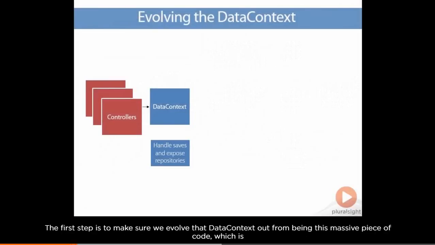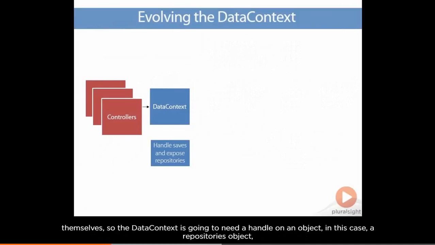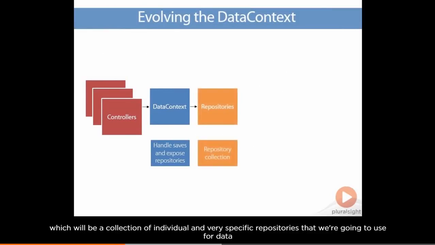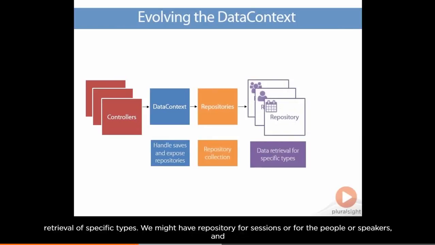The first step is to make sure we evolve that data context out from being this massive piece of code, which is just going to continue to grow, and then make sure we know what its main responsibility is. And really, it's going to handle saves once we implement that later in this course, and then also expose the repositories themselves. So the data context is going to need a handle on an object, in this case a repositories object, which will be a collection of individual and very specific repositories that we're going to use for data retrieval of specific types. So we might have a repository for sessions or for the people or speakers. And there's always going to be some common data functionality that probably will end up being copy and paste between multiple repositories. Like, for example, a way of just getting all of every particular type. Well, maybe we don't need to copy that code around.